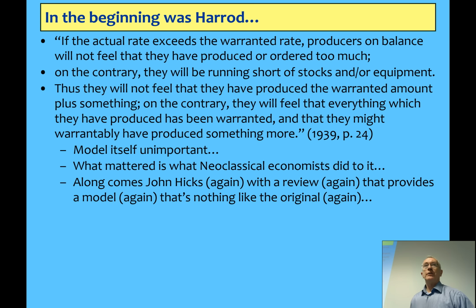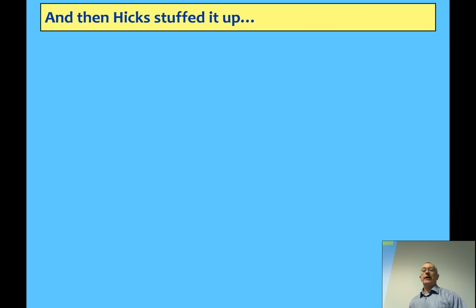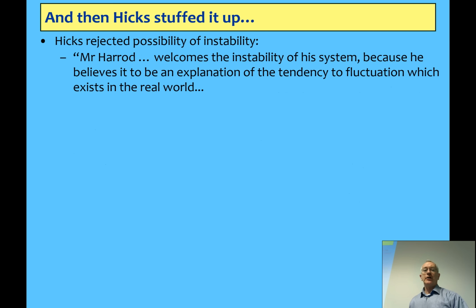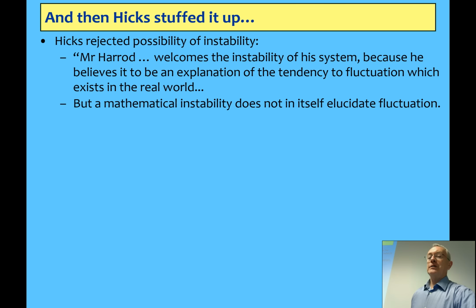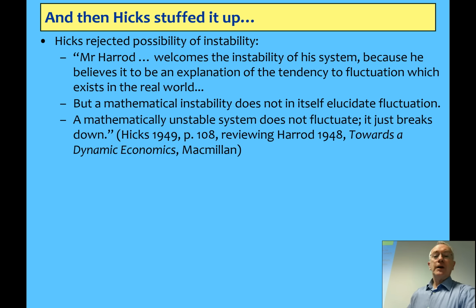So he ended up doing a review of Harrod to promulgate Harrod's ideas, but that's something that's utterly unlike anything Harrod actually argued. In fact, the exact opposite of what Harrod argued. So he said, first of all, you can't have an unstable system. He said Harrod welcomes the instability because he thinks it explains fluctuations we've seen in the real world. He said, but mathematical instability does not generate fluctuations. A mathematically unstable system does not fluctuate, it just breaks down. That is a mathematically false statement. Okay, it's true of a linear system, most linear systems, but it's untrue of mathematical systems in general. You've already built one yourselves last week that proved that. Okay? Very, very simply. That was his piece.